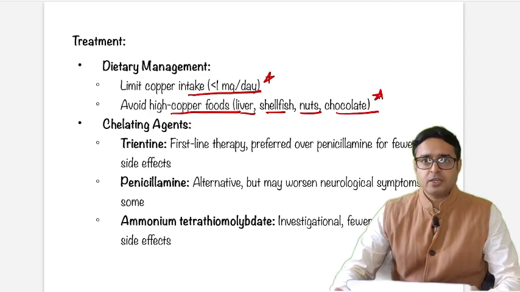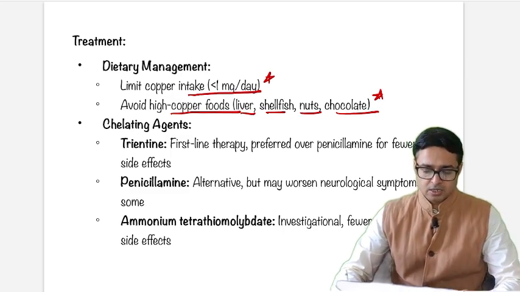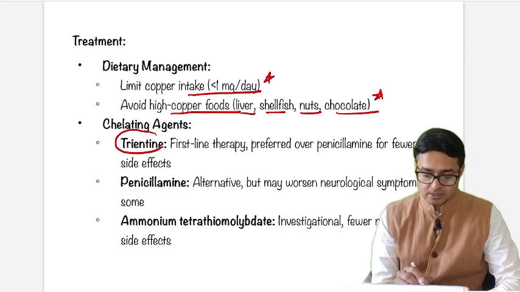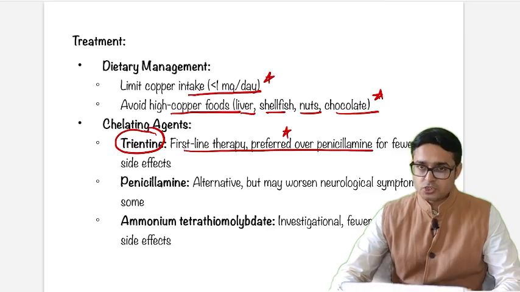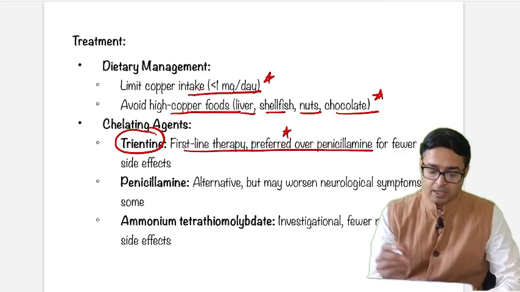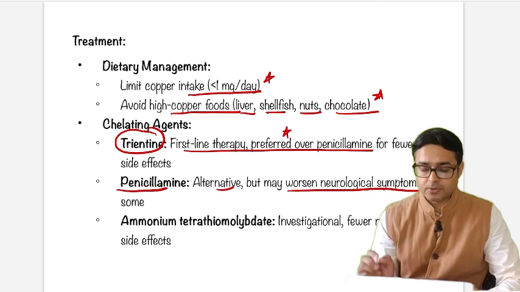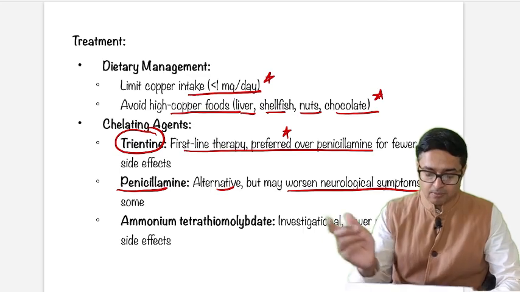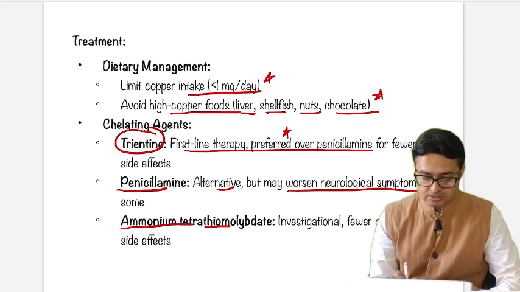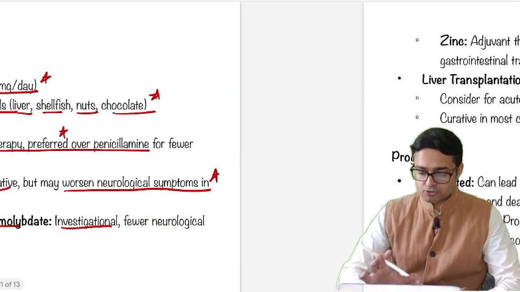Also, what are chelating agents? Copper is a metal. We have to use a chelating agent which can bind to copper and excrete it in soluble form. So, what are those? First is trientine. This is first line therapy and preferred over penicillamine. So, which is the first line chelating agent for Wilson disease? It's trientine, and penicillamine is an alternative, but may worsen neurological symptoms in some. So, which drugs worsen neurological symptoms in Wilson disease? That is penicillamine and ammonium tetrathiomolybdate, which is actually under investigation. So trientine is the major drug we will use in the treatment of this.